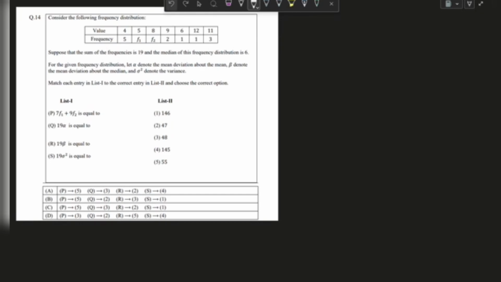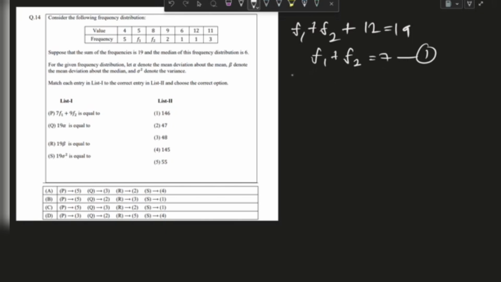Now the sum of the frequencies here is 19, so f1 plus f2, and if we add the others, this is 5 plus 2 is 7, plus 2 is 9, plus 3 is 12, which is equal to 19. So basically we have our first equation, f1 plus f2 is equal to 7.